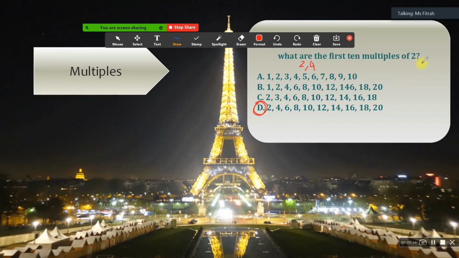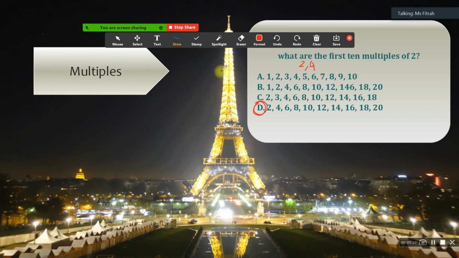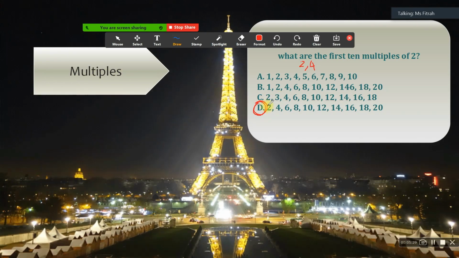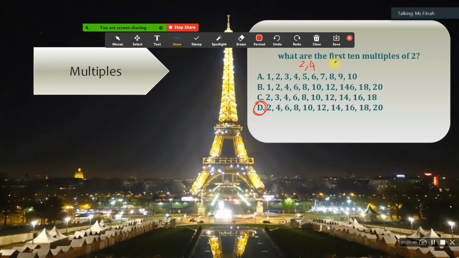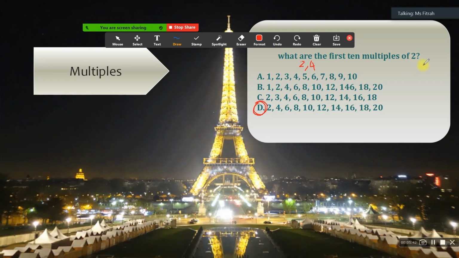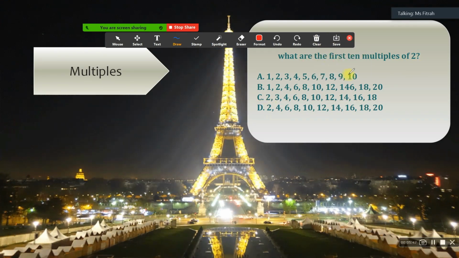You can multiply 2 by 1 until 2 by 10. Okay. The multiples are the product results. 2 times 1, 2 times 2, and so on until 2 times 10, because it's the first 10. So you must multiply 2 by 1 until 2 by 10. Okay? So the answer is D.